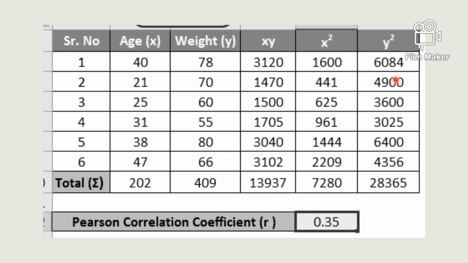Same as this one for y squared: 78 times 78 is 6,084. 70 times 70 is 4,900. 60 times 60 is 3,600. And if you add them, the total is 28,365.